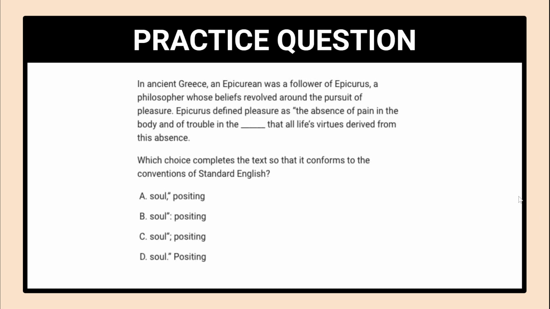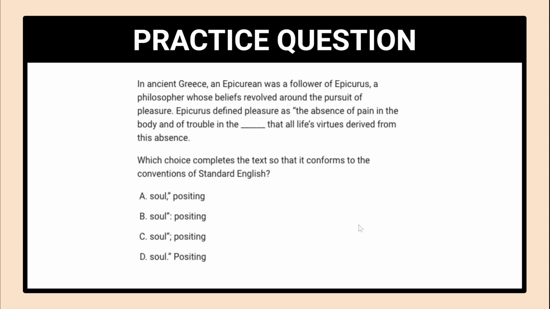Now let's look at this practice question. In ancient Greece, an Epicurean was a follower of Epicurus, a philosopher whose beliefs revolved around the pursuit of pleasure. Epicurus defined pleasure as the absence of all pain in the body and of trouble in the blank, that all life's virtues derive from this absence. Which choice completes the text so that it conforms to the conventions of standard English?